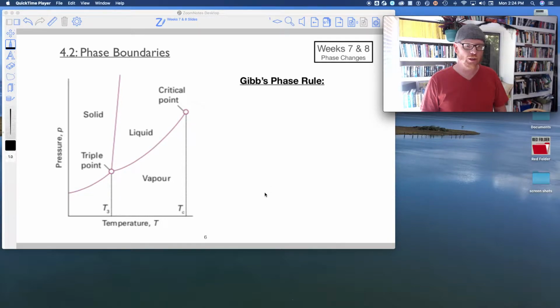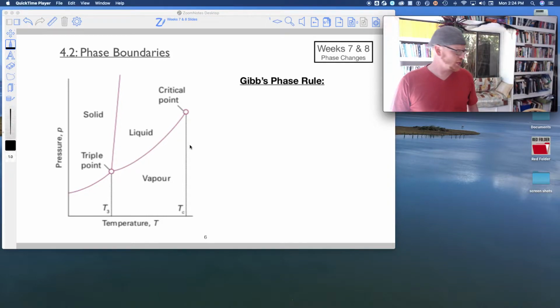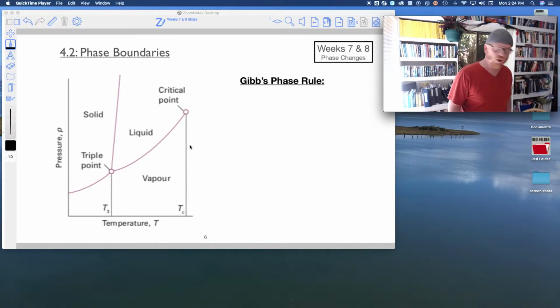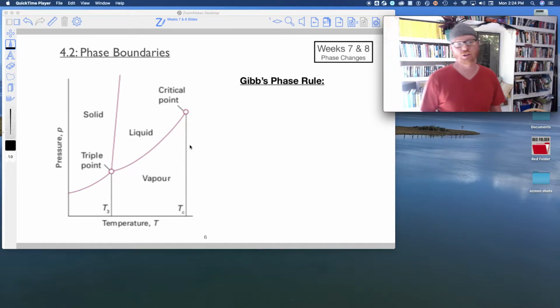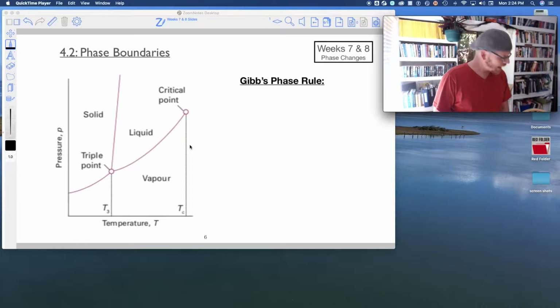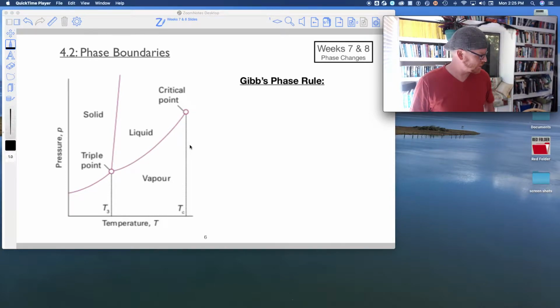Okay, so continuing along in our discussion of phase changes, I want to get into more of the descriptive component of phase changes. So no math in this lecture. We're just going to talk about some of these phases and what they mean. Actually, I lied. There's just a little tiny bit of math, and that's the Gibbs phase rule. Let's get into that right away.